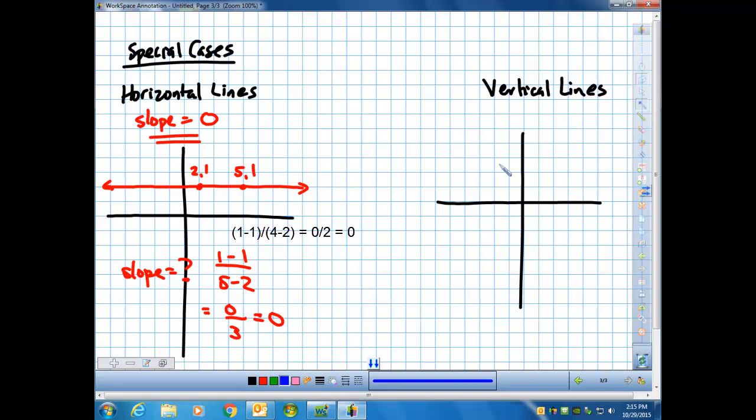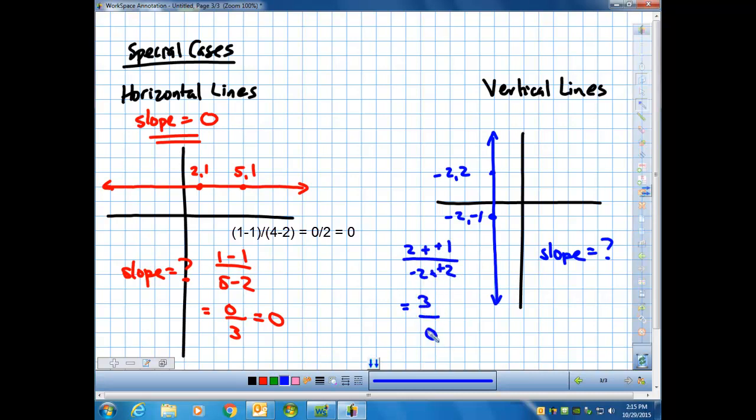Now, for vertical lines, I've got what slope for this line? So again, I'm going to use the same technique. That point right there is -2, 2. And then I'm going to choose this point down here at -2, -1. Alright, so now I put them in my slope formula. 2 minus the -1 over -2 minus the -2. And make sure you're careful on all of your negative signs there.